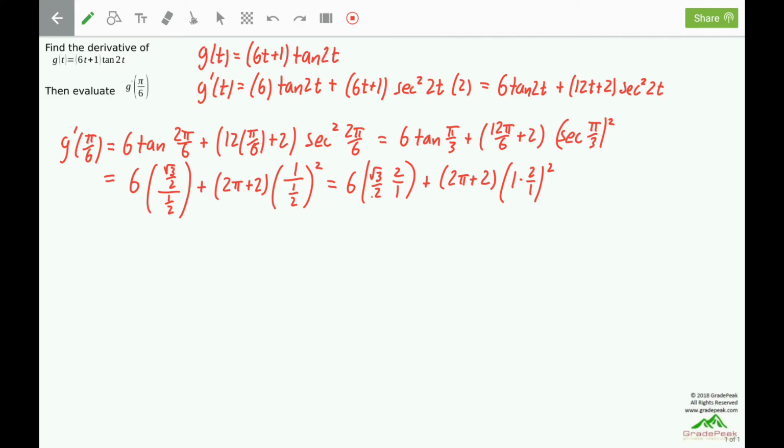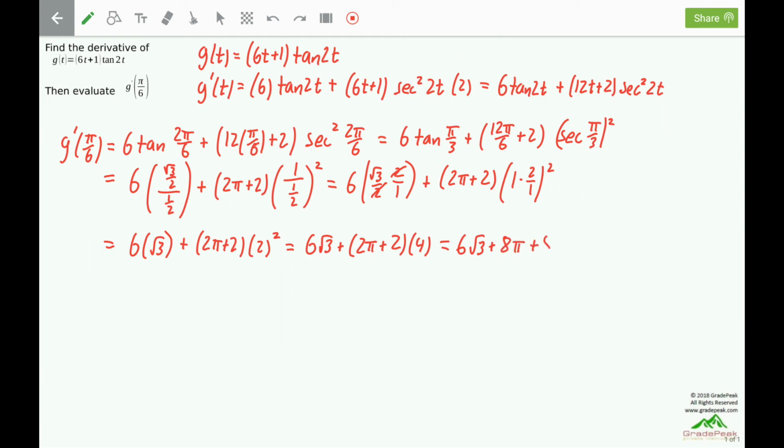We can now multiply the fractions. Now here the 2's can cancel because one's in the numerator, one's in the denominator, and they're multiplying each other. So we will now have 6 times a root 3 plus 2 pi plus 2, and then 1 times 2 over 1 is a 2, and then squared. 6 times root 3 can be written as 6 root 3 plus 2 pi plus 2 times 2 squared, which is a 4. The next thing to do is distribute that 4 in. And we will have 6 root 3 plus 8 pi plus 8.